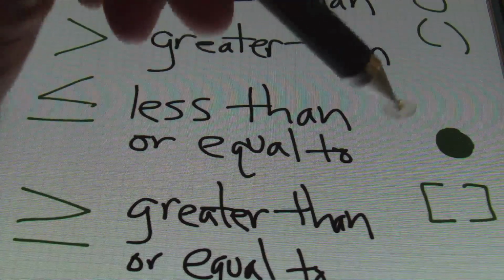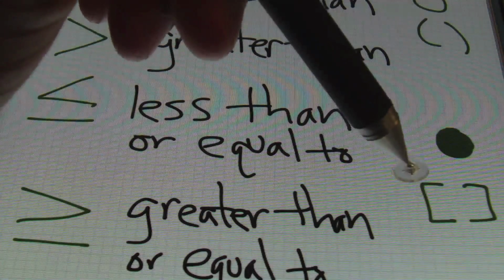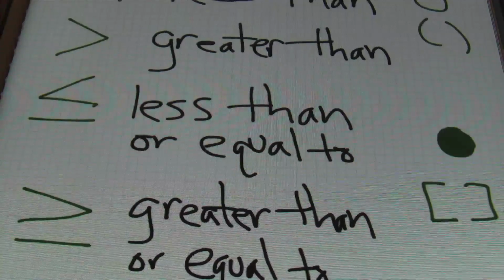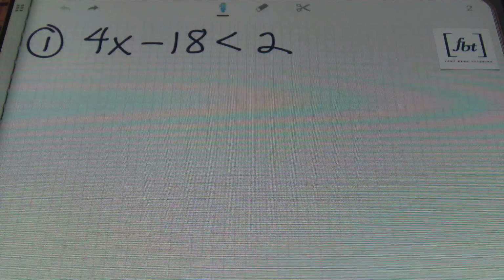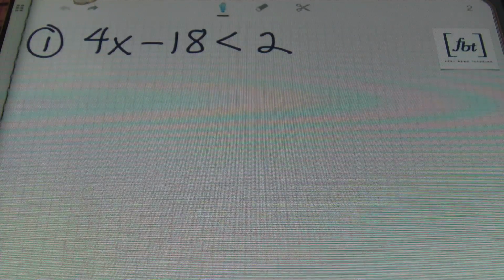For this lesson, I'm going to be showing you how to use both the open and closed circles as well as parentheses and brackets in this one lesson today. So let's go ahead and get things started, shall we? In problem number 1, I have 4x minus 18 is less than 2. So you want to isolate your variable x, and isolate it only on the left side, okay?